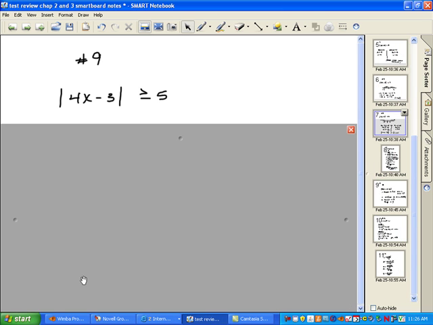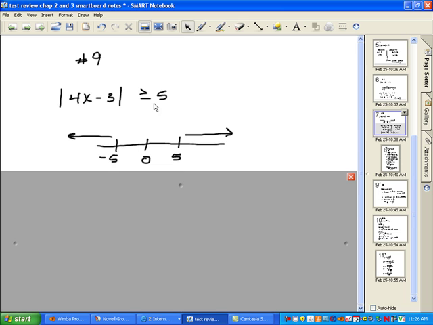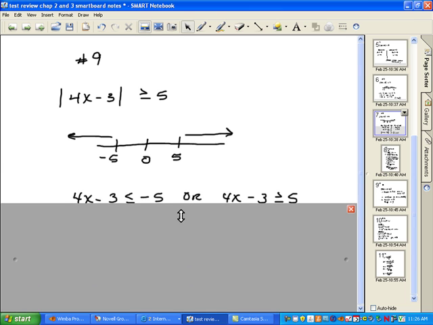Here's another inequality, except this one is greater than or equal to. So if we think about the number line once again, anything that's greater than 5 steps from 0 would be something out here, or something out here, because that's still greater than 5 steps from 0. So if we wrote our problem based on that, we have this part in the absolute value, which is all of these numbers are less than negative 5. All of these numbers are greater than 5. So that's how we've written our problem based on that.